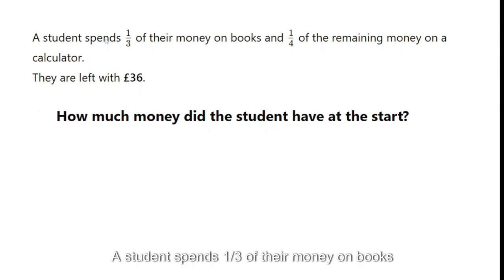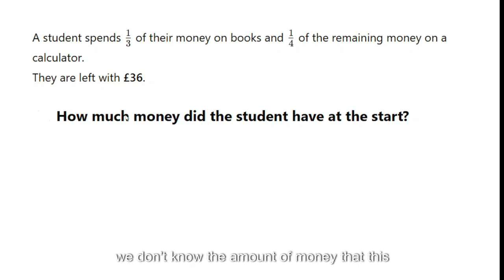A student spends 1/3 of their money on books and a quarter of the remaining money on a calculator. They are left with £36. How much money did the student have at the start?